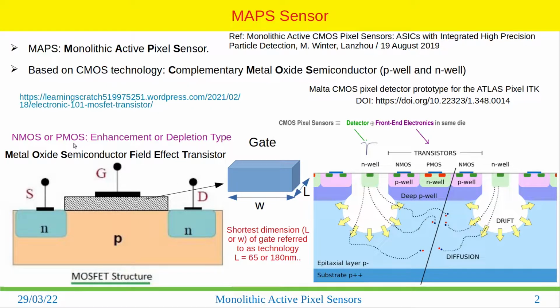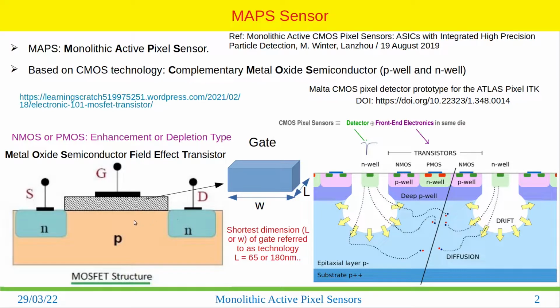So to understand this complicated structure, first we have to understand the MOSFET structure. There are two types of MOSFET, one is the enhancement type and the other is the depletion type. In this MOSFET structure, you can see that we have a source terminal, gate terminal and drain terminal. We have a substrate, which in this case is p-type, and then we can make the doping of n-type in this structure, and then we have a gate terminal.